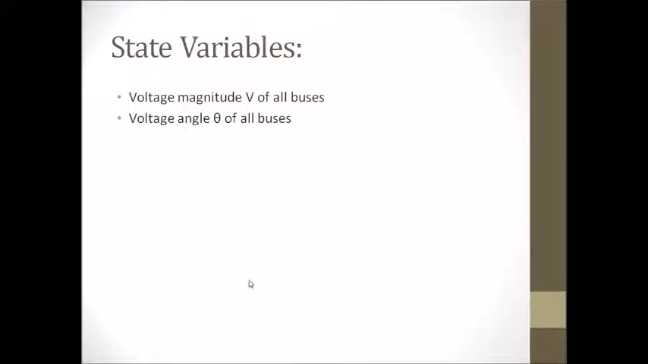In power systems, we take the voltage magnitudes of all buses and voltage angles of all buses as the state variables. If we know them, we can calculate all other variables easily, like the real and reactive power flows and injections. They can be calculated directly if we know these things. So these are called the state variables.